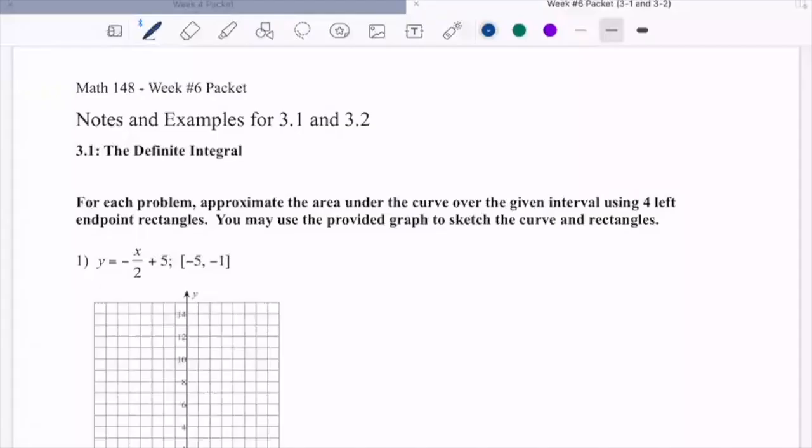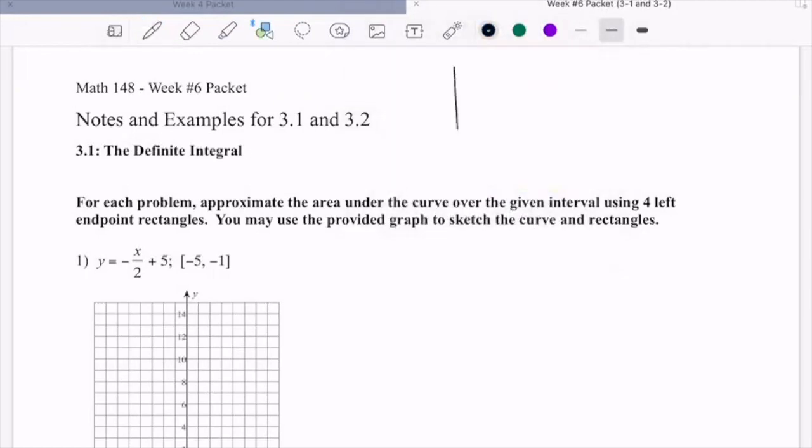Hello, everyone. In this video, we are going to cover the notes and examples from section 3.1 on the definite integral. As you saw in some of our previous video assignments, the integral of a function tells us about the accumulated change of a function. We can also interpret the integral as the area under the curve of a function.